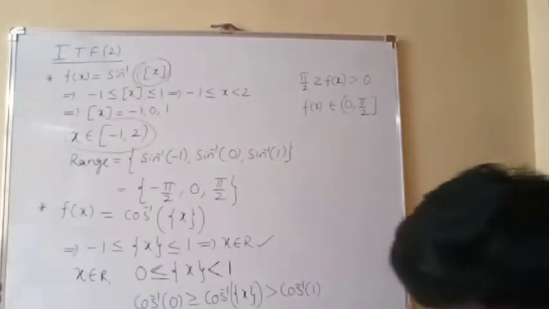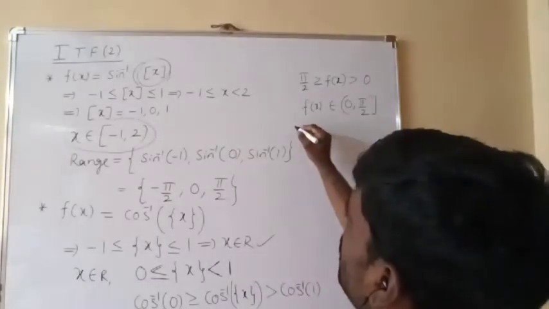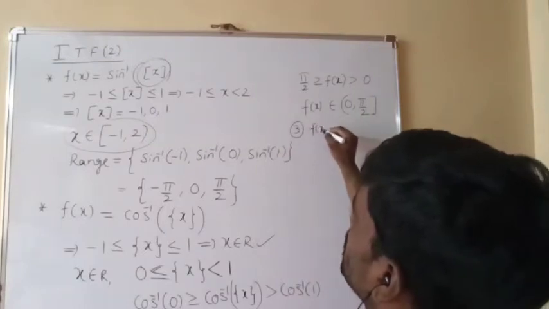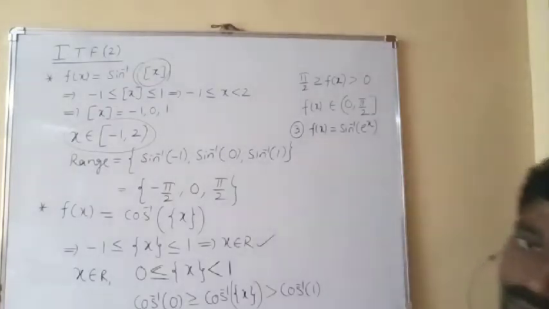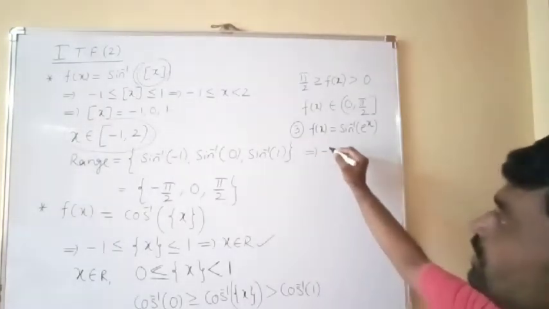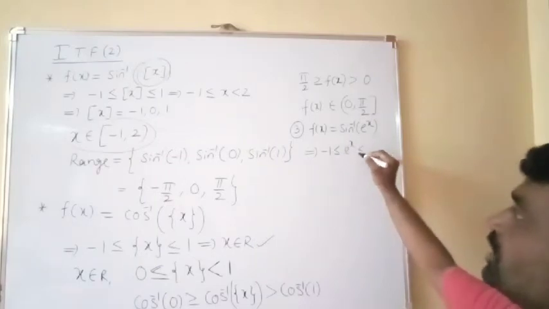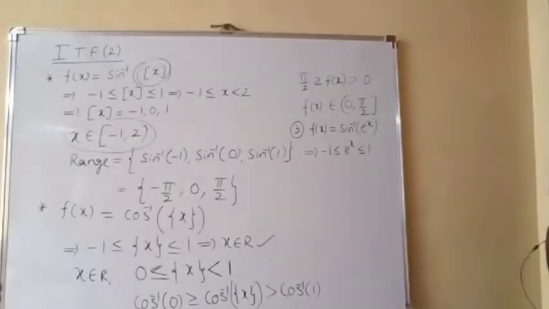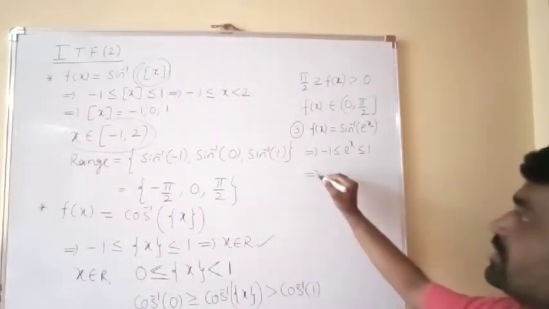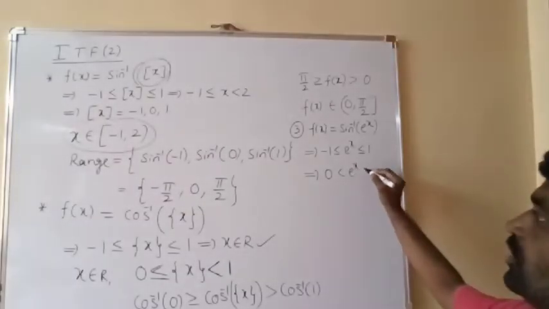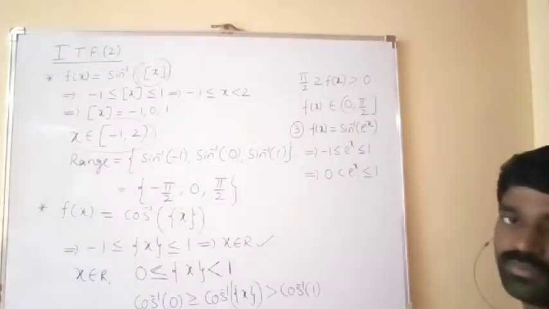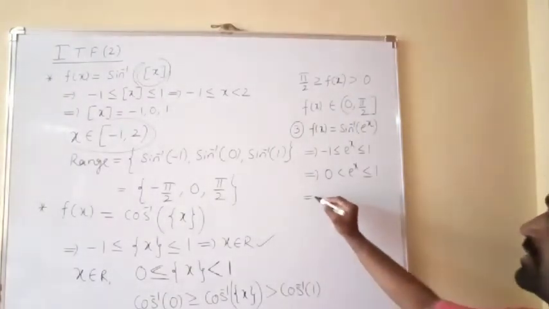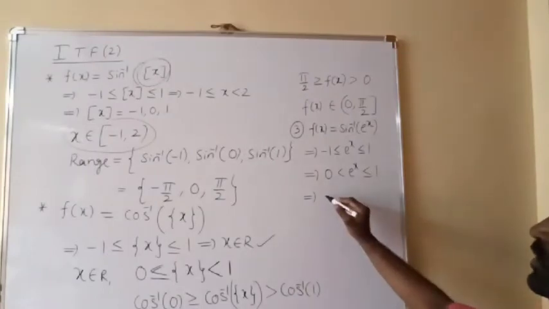Next, f of x is equal to sin inverse of e power x. Clearly this function is defined only when e power x lies between minus 1 and plus 1. But e power x does not take negative values, it takes only positive values. That means 0 is less than e power x, which is less than or equal to 1. E power x cannot be negative, it is positive only. So e power x lies between 0 and 1.